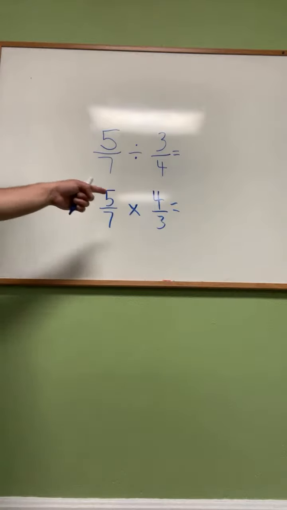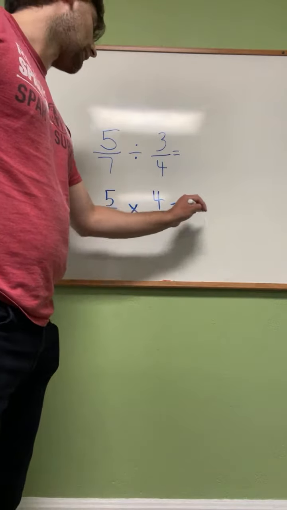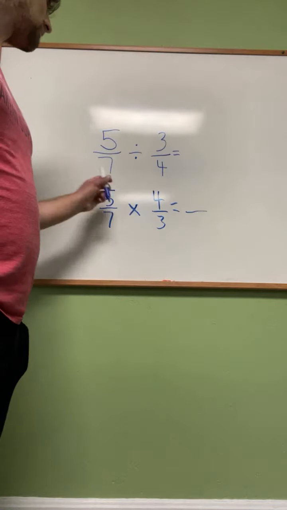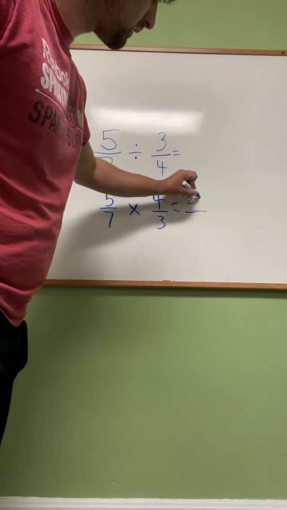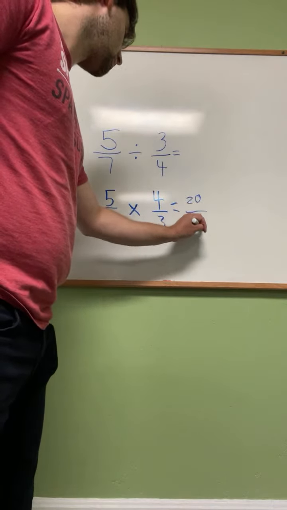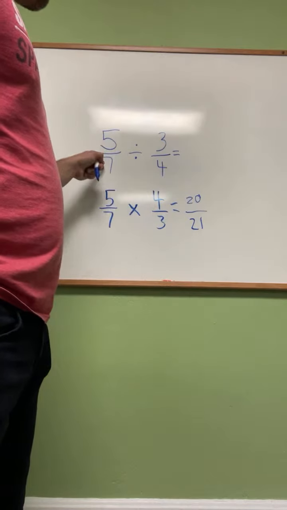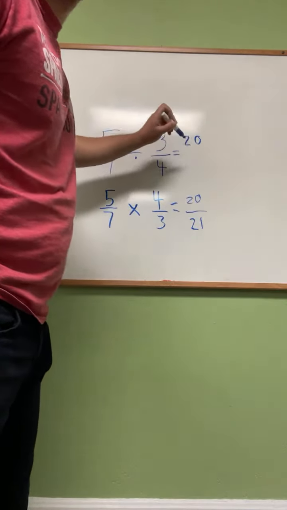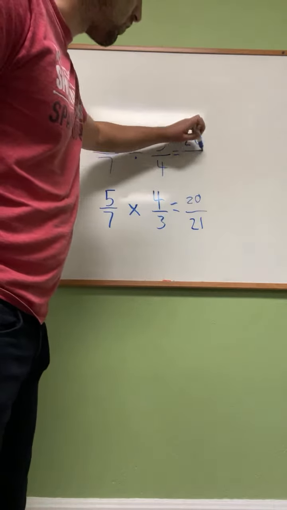So now it's a multiplying fractions problem. 5 times 4 equals 20. And 7 times 3 equals 21. So 5/7 divided by 3/4 equals 20 over 21.